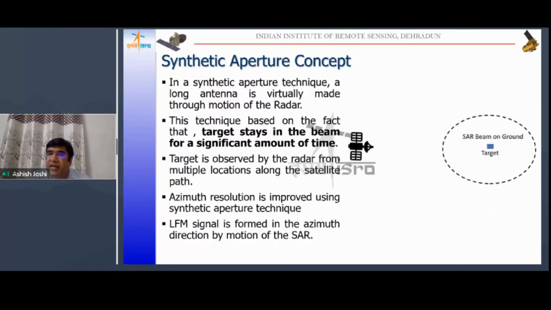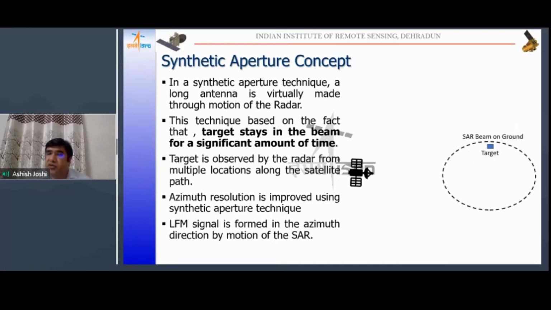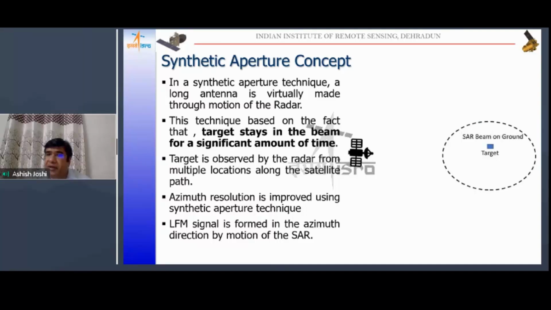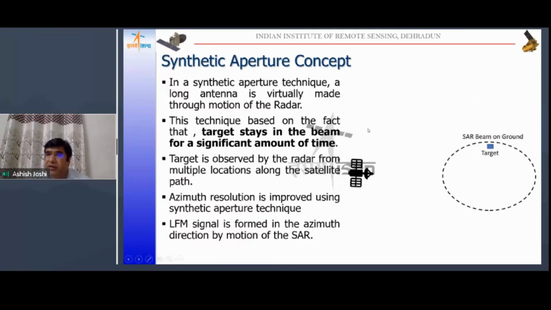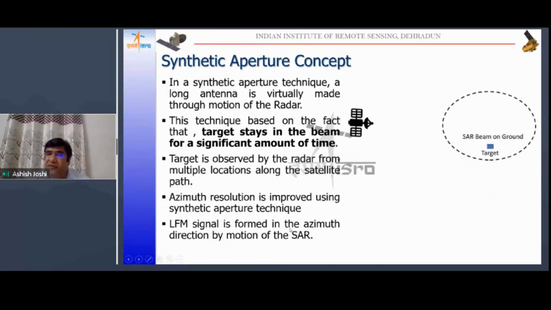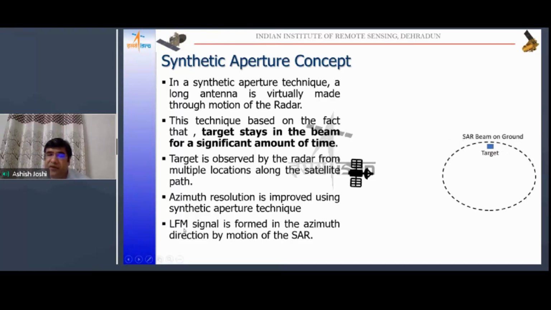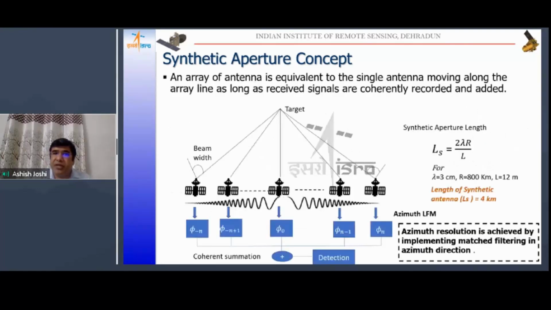But in the azimuth direction, it uses the motion of the SAR, simulating a larger antenna for getting a better azimuth resolution. The motion of the SAR forms an LFM signal, a linear frequency modulated signal, in the azimuth direction. This is called the synthetic aperture concept, in which the target is seen from multiple locations of the SAR.